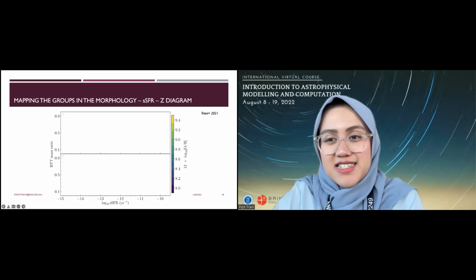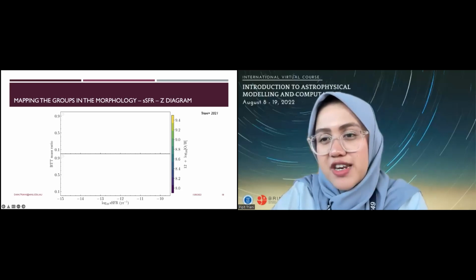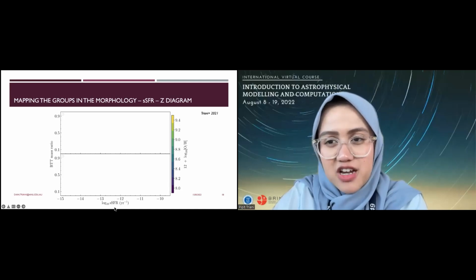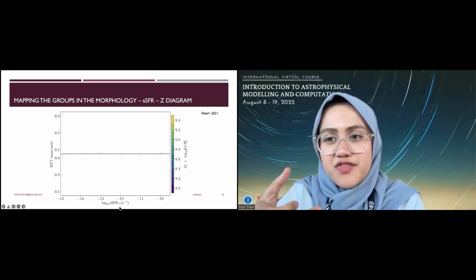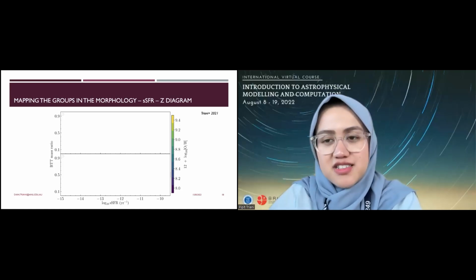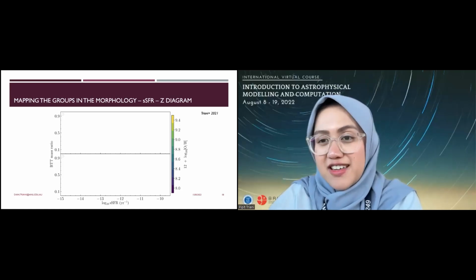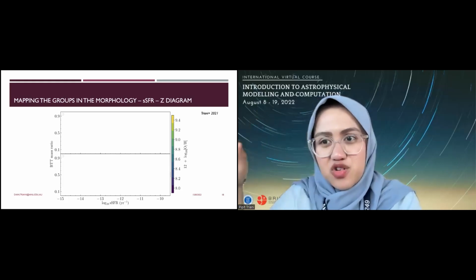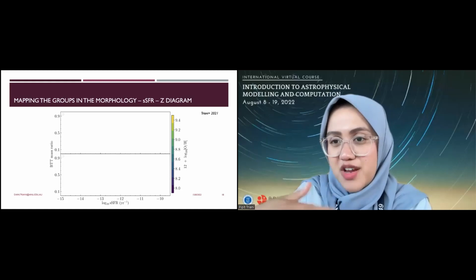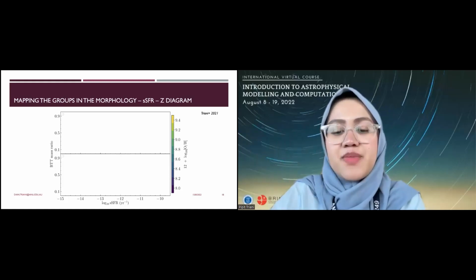The x-axis is the star formation rate divided by stellar mass, so it shows the specific star formation rate. We use the specific star formation rate because we don't want the star formation rate to be biased. Massive galaxies usually have a larger star formation rate, in solar masses per year. So if we divide that by the stellar mass, then we have the rate of star formation per year only.